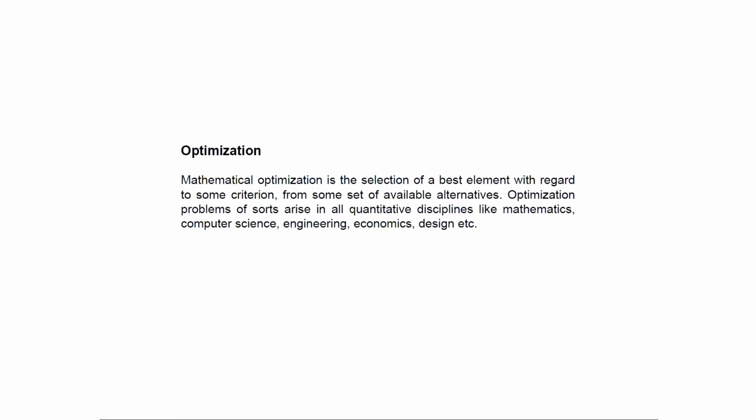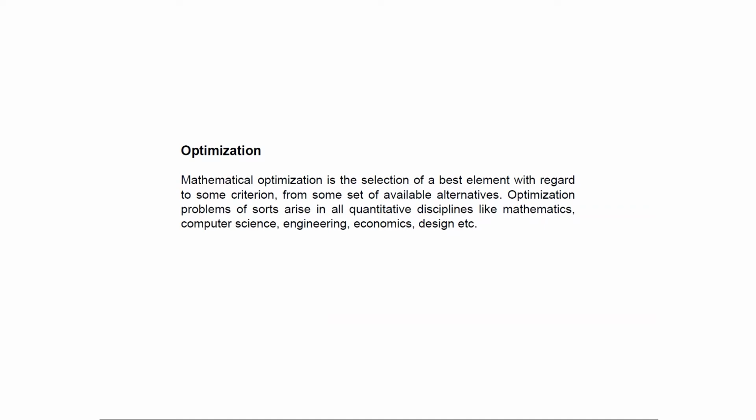But basically, when we say optimization in this context, we mean mathematical optimization. It is a process where we do a selection of the best element with regard to some criterion, from a set of available alternatives. So in a way, we have a set of possible solutions, and we are choosing the best solution. That's, in a very general sense, what optimization is.